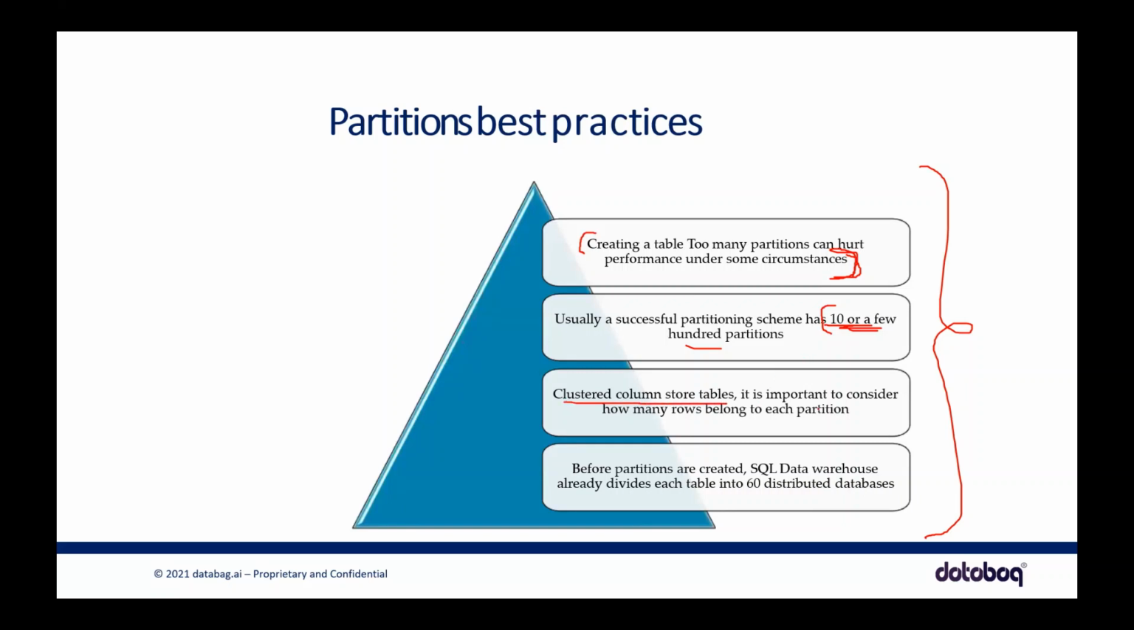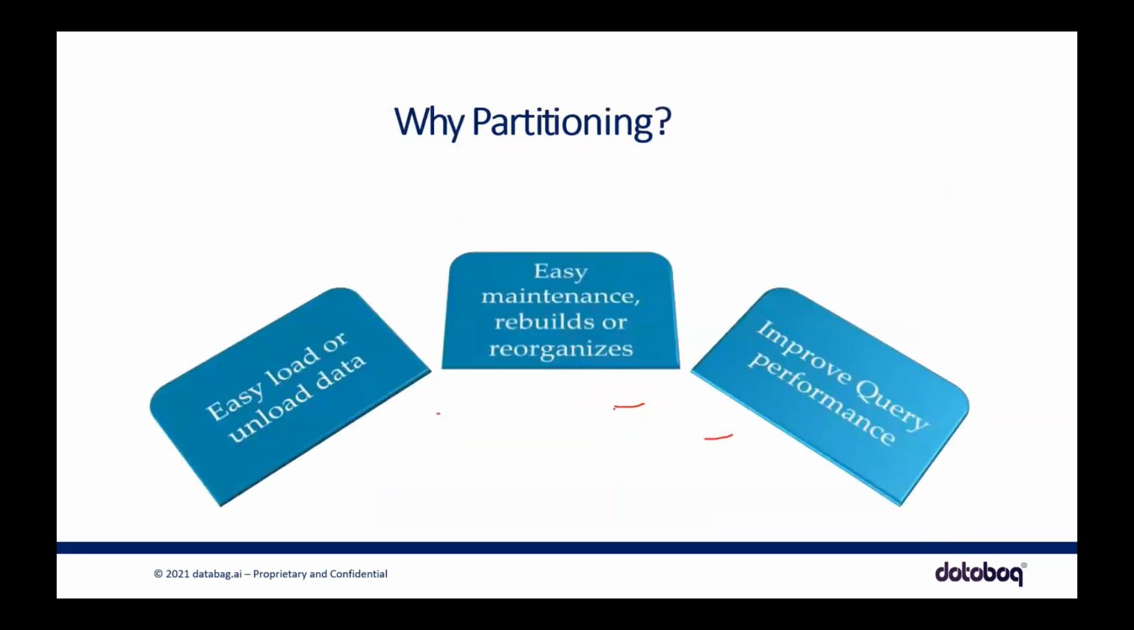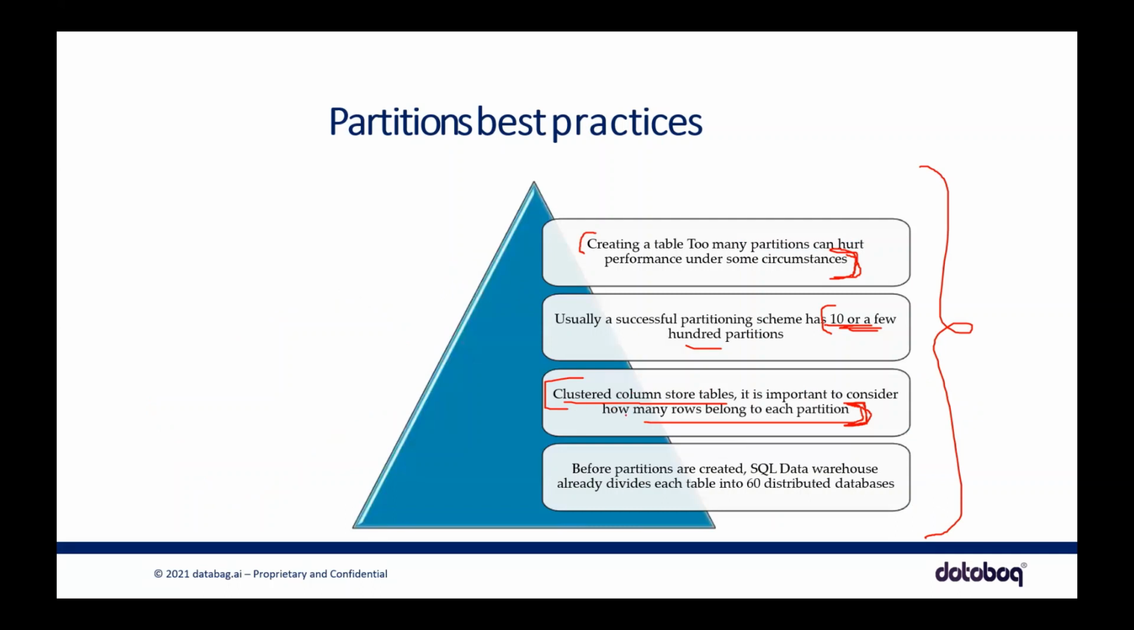For clustered columnstore tables, it is important to consider how many rows belong to each partition. I think this is where Chris was asking a question. For each partition and each distribution, we have a limit there. It's 1 million rows, 1 million segment rows. For 1 million segment rows, it will create that complete package. So we need to anticipate if it reaches above 1 million rows or not. That is one thing. I think I have a slide where it explains that. Let's see if we get that right.